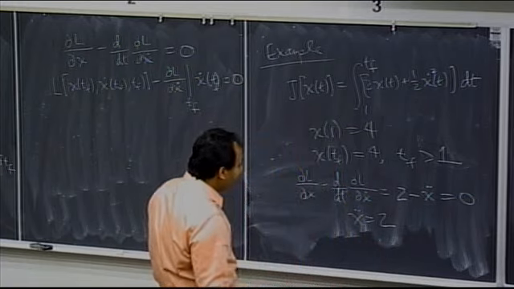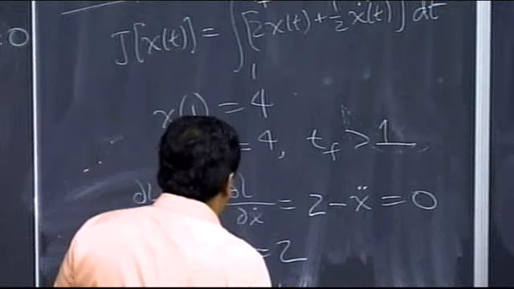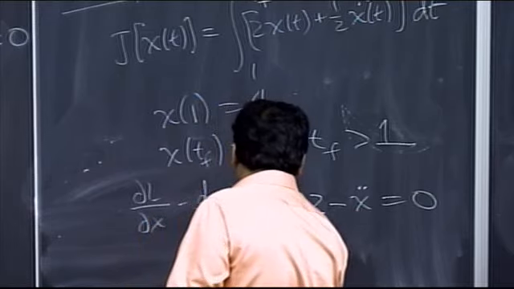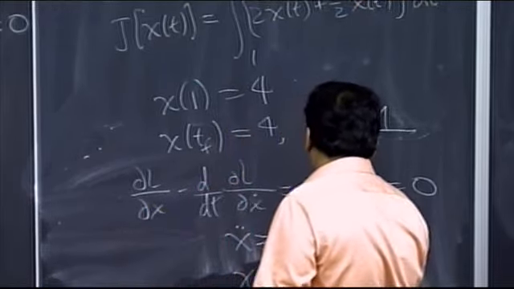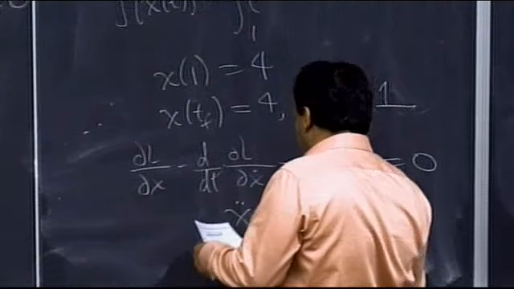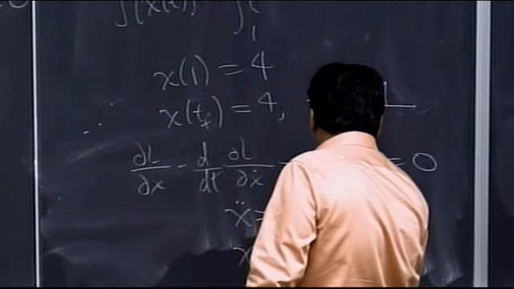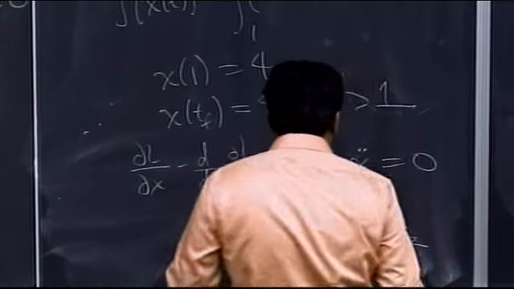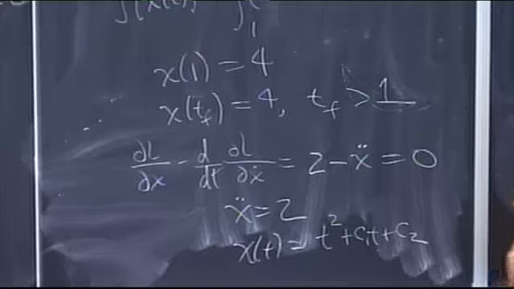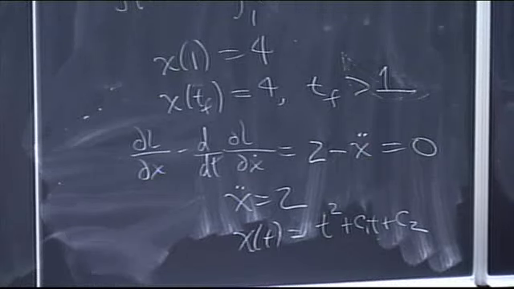Now, it's a really simple differential equation. It says x double dot is equal to a constant. So x of t, you can directly see, is going to equal what? You integrate this once, you get a linear function of time. So you're going to get something that goes like t squared plus c1t plus c2. So that's the solution to that problem, where I don't know what the constants c1 and c2 are. So how am I going to get the constants? Well, the constants are going to come from the boundary conditions.